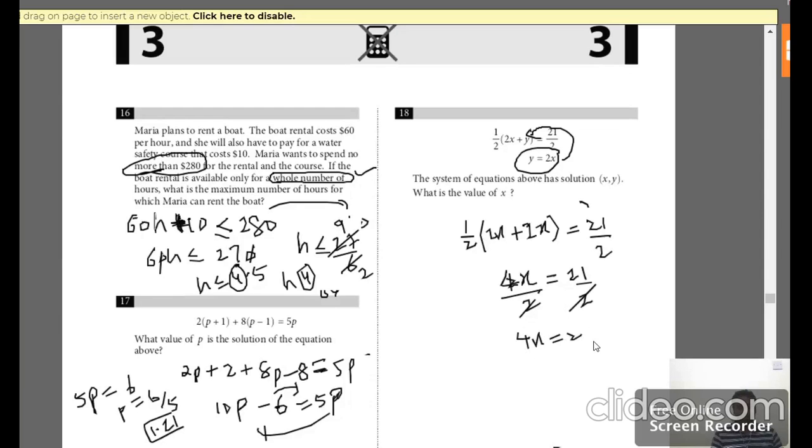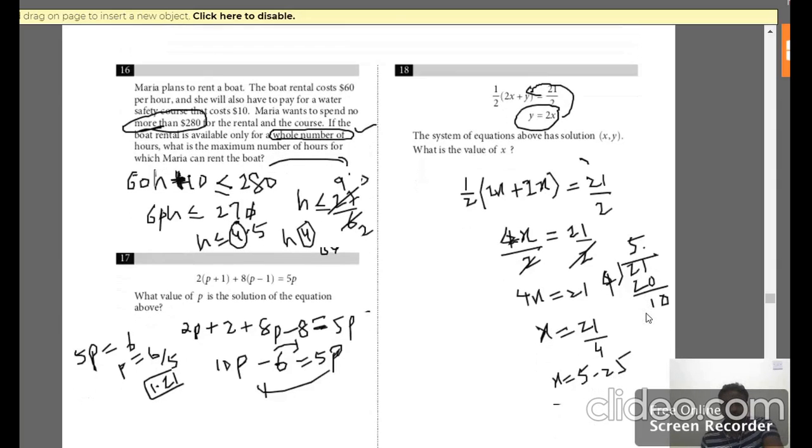4x is equals to 21. So x is equals to 21 over 4. Upon dividing 21 with 4, I'm going to get 5.25. 4 times 5, 20, 1.02. So you get 5.25.